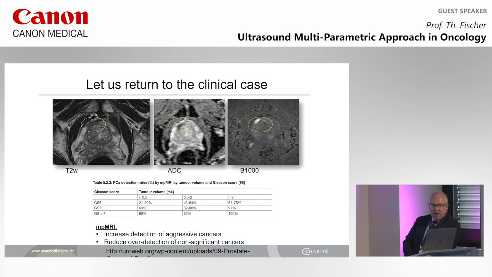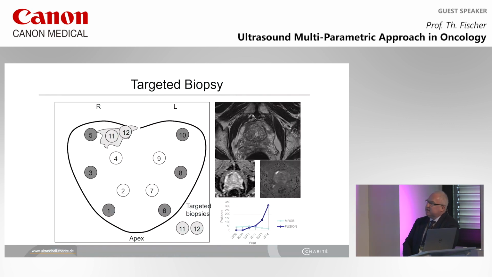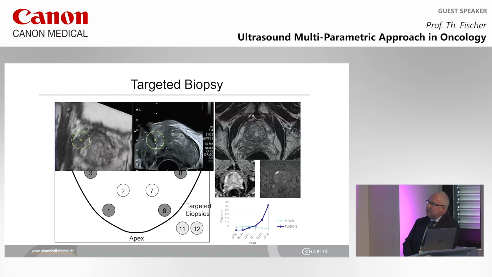But ladies and gentlemen, by the way, let us return to this clinical case, yeah? And here you can see the problem. Here's the tumor, a very small one, but a very aggressive one. And we missed this tumor by our regular sampling. And this is our setup. You see, we deal with a target biopsy, 10-core sampling plus 2 additional target biopsies.